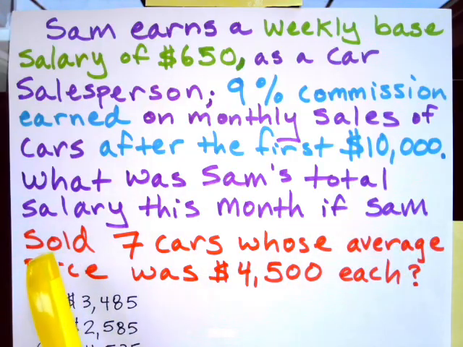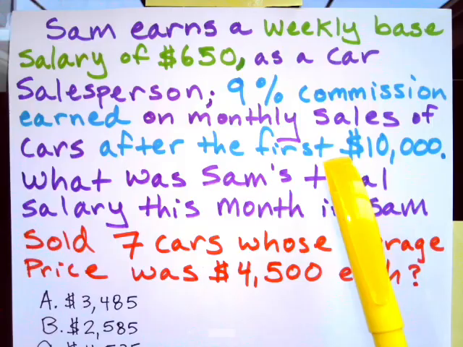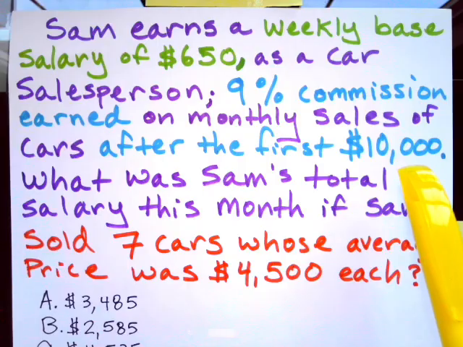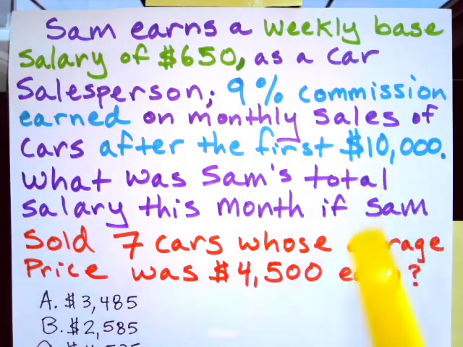What was Sam's total salary this month if Sam sold 7 cars whose average price was $4,500 each? So 7 cars sold, the average $4,500 each. Also some key information. So based upon that, did Sam sell at least $10,000 worth of vehicle sales? That's something that has to also be determined in order to answer this question.